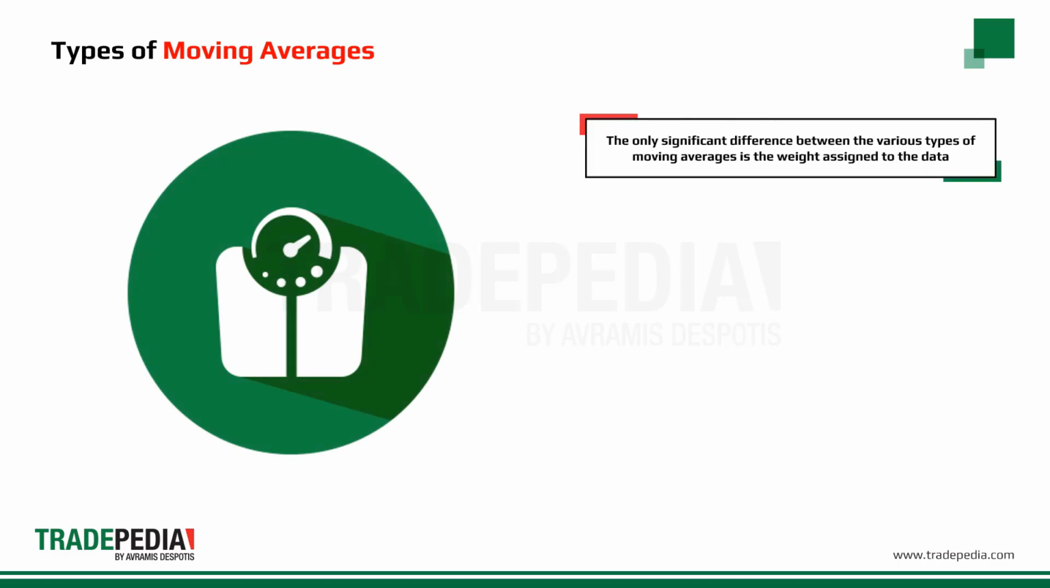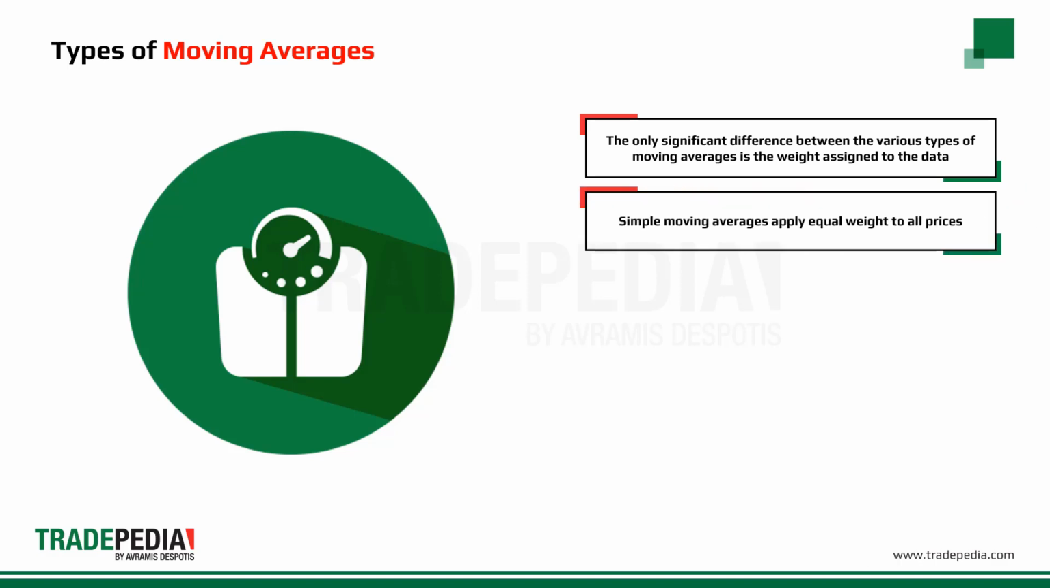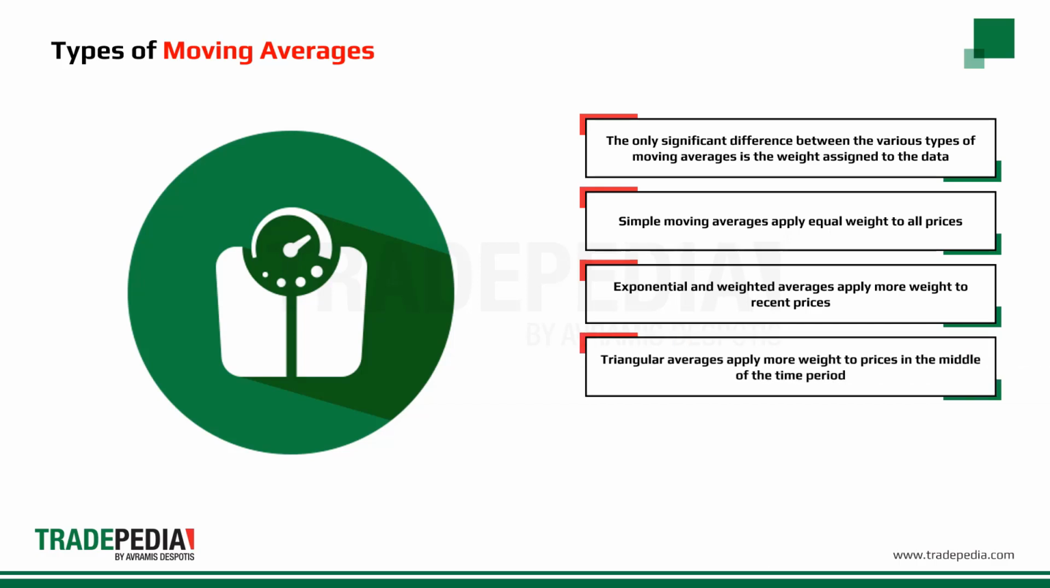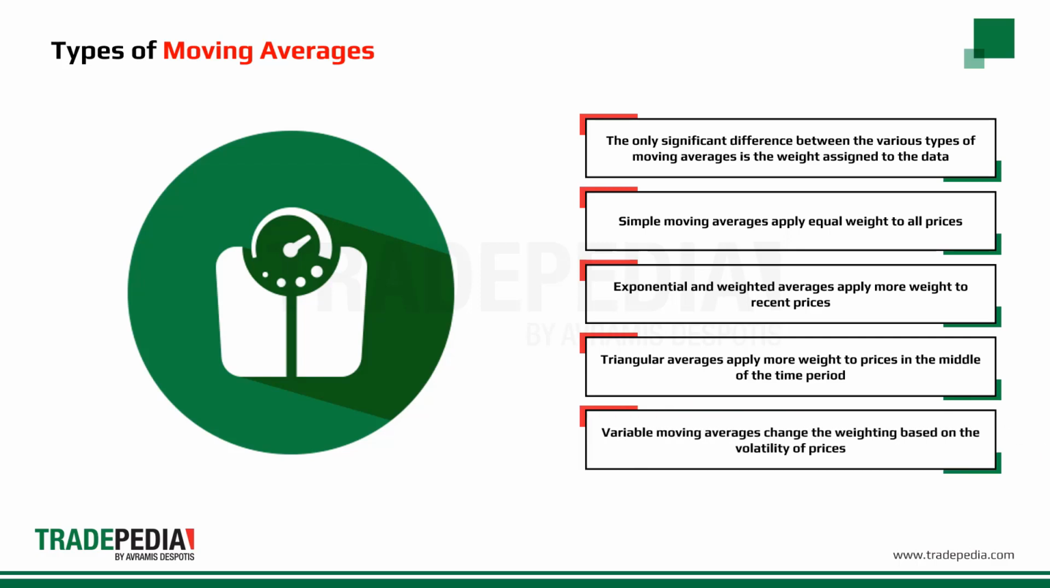The only significant difference between the various types of moving averages is the weight assigned to the data. Simple moving averages apply equal weight to all prices. Exponential and weighted averages apply more weight to recent prices. Triangular averages apply more weight to prices in the middle of the time period. Variable moving averages change the weighting based on the volatility of the prices.